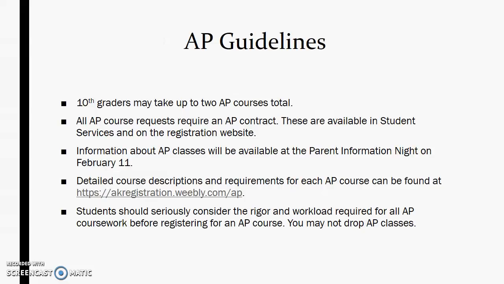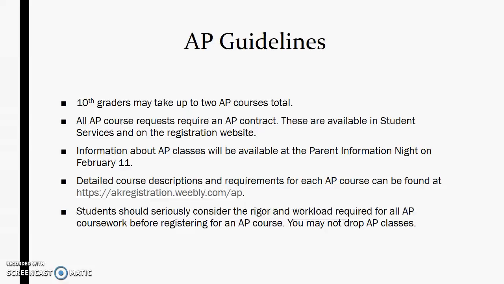A few quick things about AP coursework. Remember that 10th graders may take up to 2 total AP classes. There's not a limit for our 11th and 12th graders, but we do ask that you consider your schedule holistically to make sure you're not taking on too heavy of a course load.